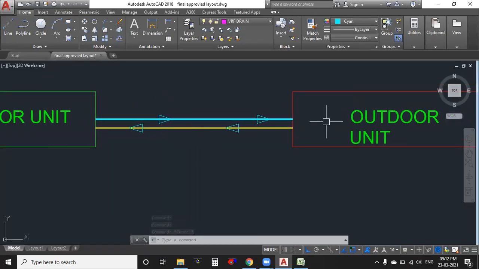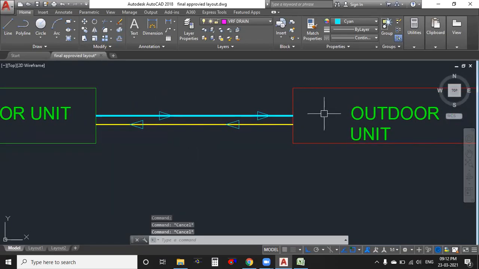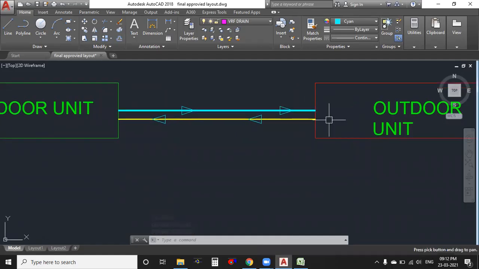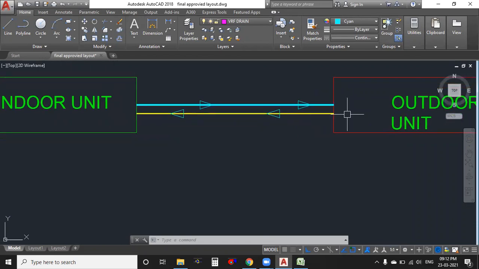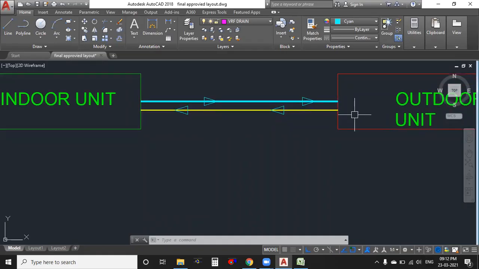The reason behind this is that the outdoor unit has the compressor and some other mechanical equipment. Inside the compressor, the refrigerant runs. We have different refrigerant names: R410, R32, R12, R134A. So we have different types of refrigerant, and we run only this refrigerant from the indoor unit to the outdoor unit.